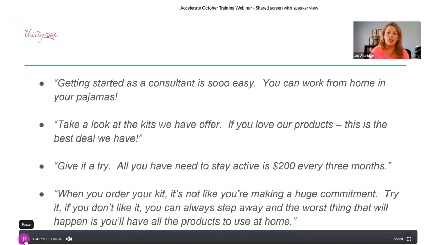So getting started as a consultant is so easy. You can work from your pajamas at home. The guest at your party might be thinking this: oh, this is going to be super easy to do, and I'm not going to have to put a ton of effort into it. Do you have people on your team not putting a ton of effort into it? Or she might be thinking, listen, nothing worthwhile is easy to do. I don't trust what this girl is telling me. You might have just broken down your credibility with your customers.